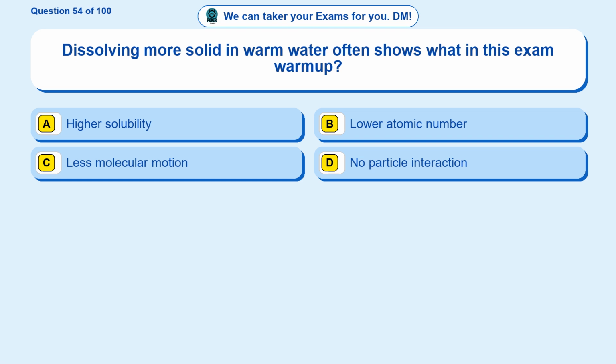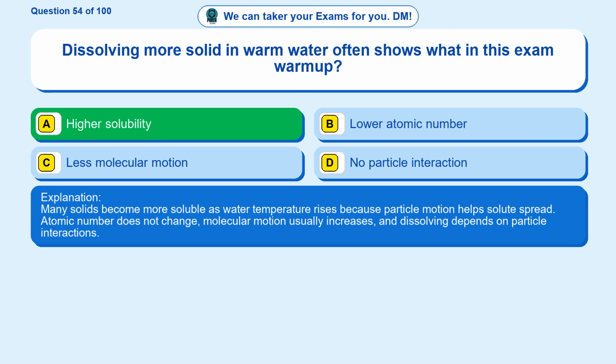Question 54. Dissolving more solid in warm water often shows what in this exam warm-up? Option A higher solubility. Option B lower atomic number. Option C less molecular motion. Option D. No particle interaction. The correct answer is option A. Higher solubility. Many solids become more soluble as water temperature rises because particle motion helps solute spread. Atomic number does not change, molecular motion usually increases, and dissolving depends on particle interactions.